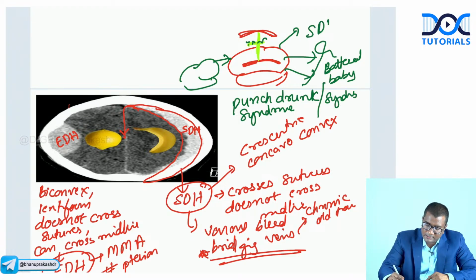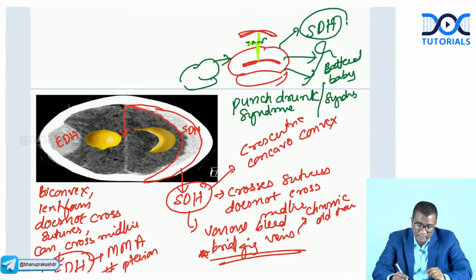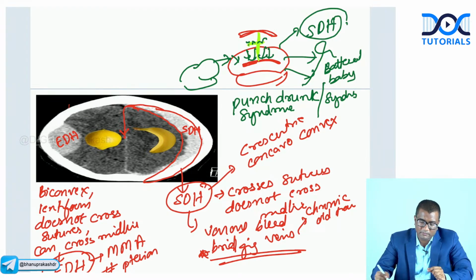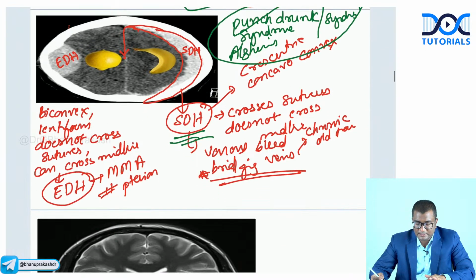It is nothing but subdural hematoma, because there is rupture of the bridging vein. Any kind of cortical atrophy, for example if there is Alzheimer's in the patient, also causes stretch over the bridging veins. So even in Alzheimer's disease, you have subdural hematoma. Remember these indications where we have subdural hematoma: the punch drunk syndrome, the battered baby or shaken baby syndrome, the non-accidental injury in the baby, as well as Alzheimer's. They can produce this subdural hematoma.